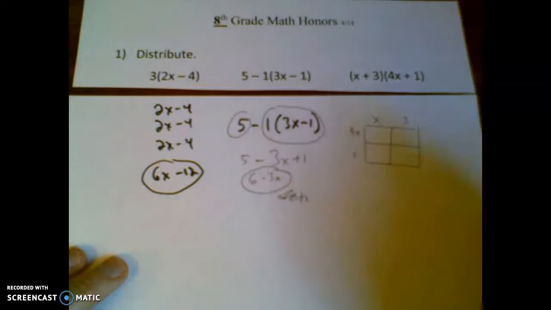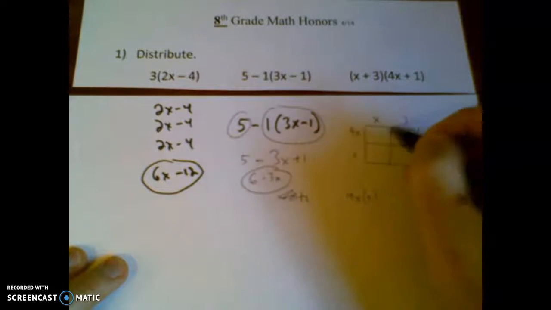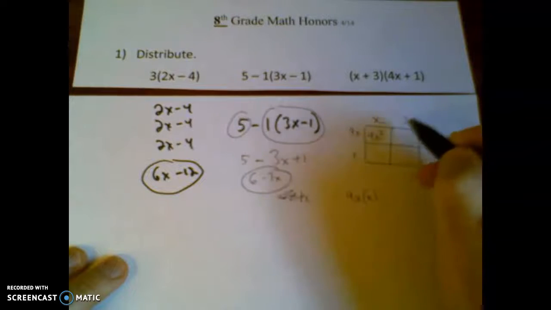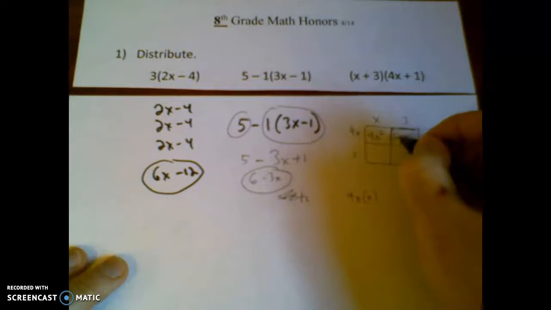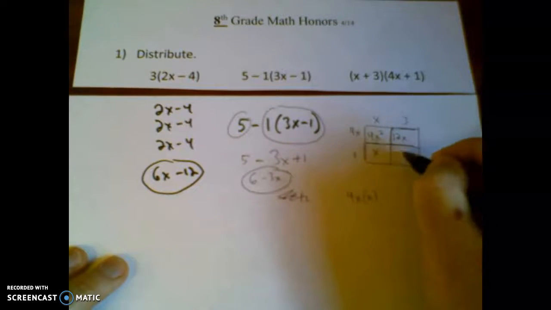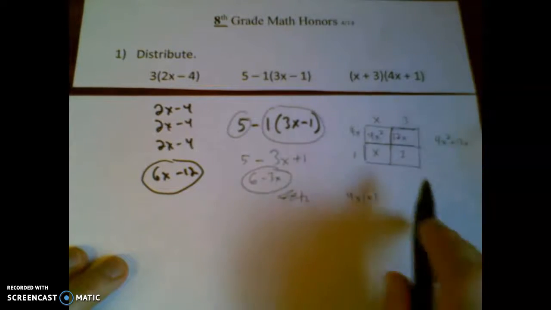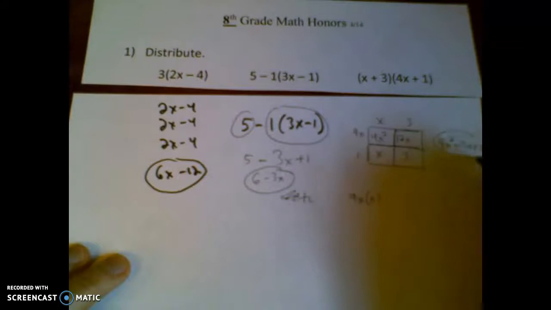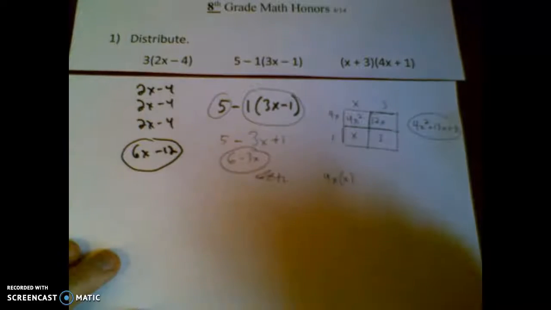So 4x times x means you have 4x squared. And then 3 times 4x, because those are the dimensions of the rectangle, would be 12x. X times 1 is 1x, and 3 times 1 is 3. And now I can just combine like terms. So I get 4x squared, 13x, and then plus the 3. So this 4x squared plus 13x plus 3 is the answer I'm looking for.